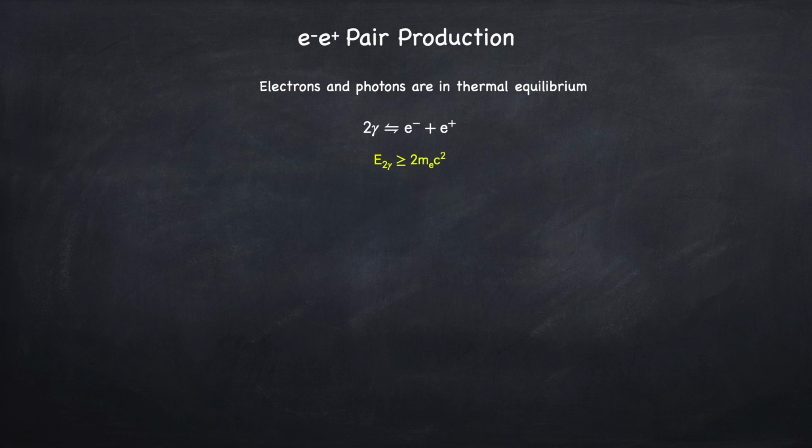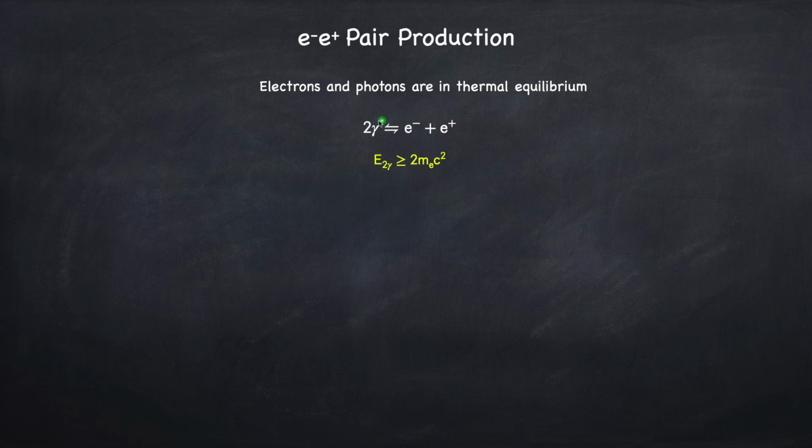So what is electron-positron pair production? In a star, electrons and photons are in thermal equilibrium. This is a fancy way of saying they have the same temperature. So what does it mean for them to have the same temperature? It means that they are constantly exchanging energy with one another at equal rates. Electron-positron pair production is when two photons come together, annihilate, and produce an electron-positron pair. This can only happen if the combined energy of the two photons is at least as large as the rest mass energy of the electron-positron pair.